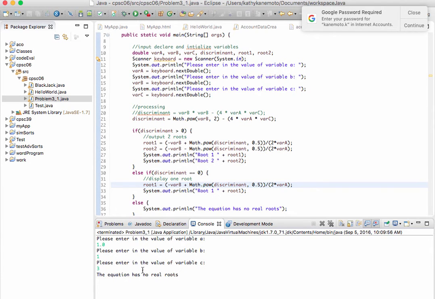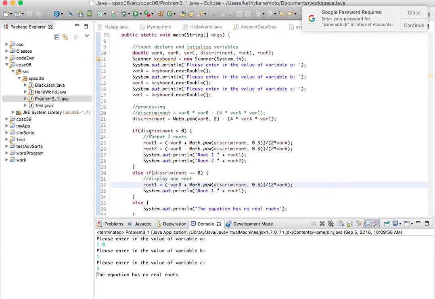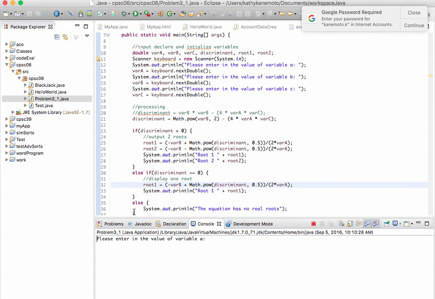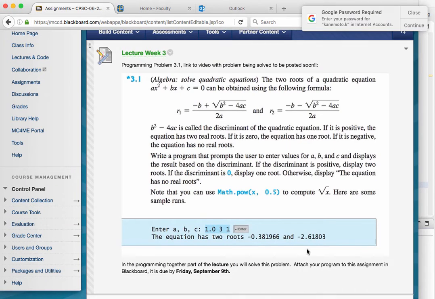I think I gave it the wrong input. And it says the equation has no real roots, which is good. We tested that. Let's see here. It was 1.0, 3, and then 1. So let me test it again. We tested our else branch. And we got some values for root 1 and a good value for root 2. And looking back at our problem, those are the same values that he has output here.